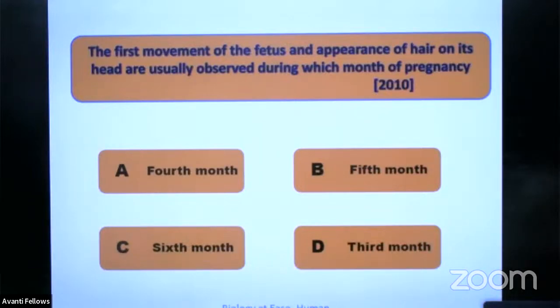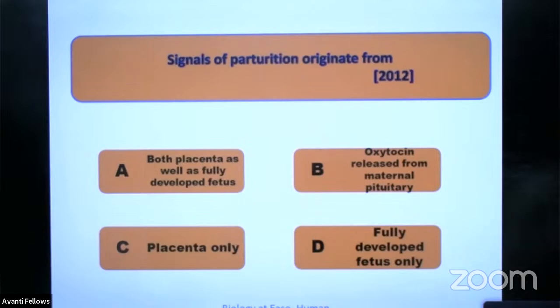Then come to question number 36. The first movement of the fetus and appearance of hair on its head are usually observed during which month of the pregnancy? Question number 36, and the correct answer is the 5th month only. In the 5th month, we can find the first movement of the fetus in the amniotic fluid and the appearance of hair also in the 5th month. So the correct option for question number 36 is option B, the 5th month.